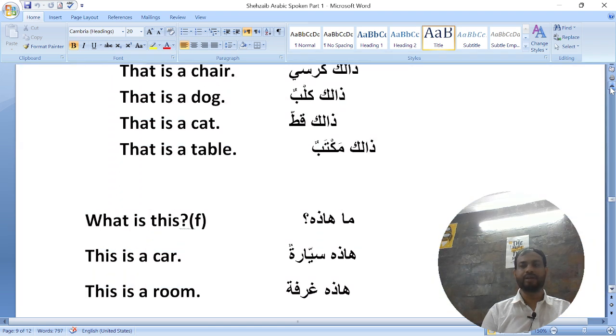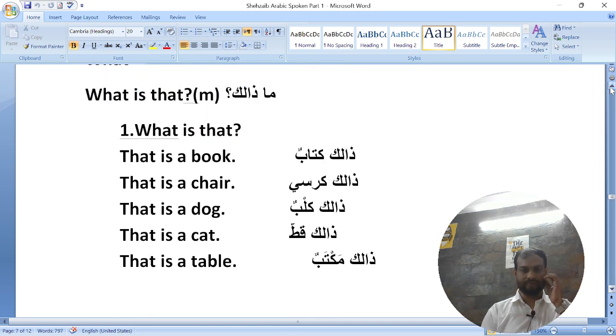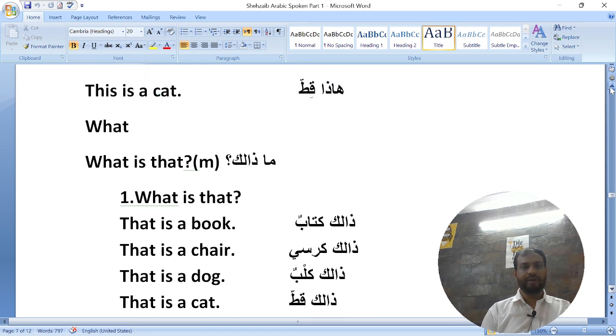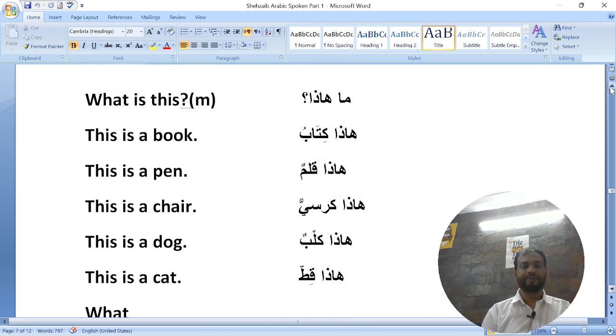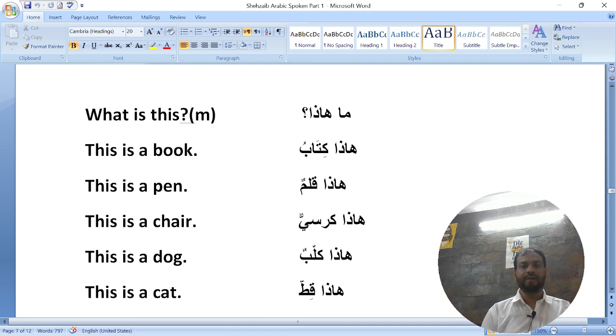Only take 2 or 3 examples. Okay, here, what is this for male? Ma haza, this is a book. Haza kitabun, this is a pen. Haza qalamun, this is a chair. Haza kursiyun. Lot of examples.